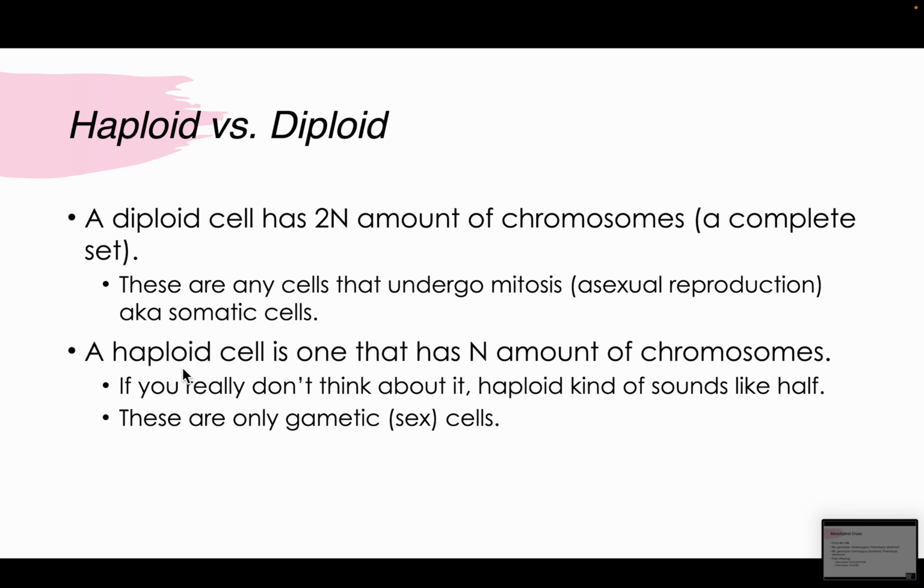A haploid cell, if you really don't think about it, haploid kind of sounds like half, but it has N amount of chromosomes. This is only in sex cells. These undergo meiosis. So this is your sperm and egg cells. This is every other cell in your body.